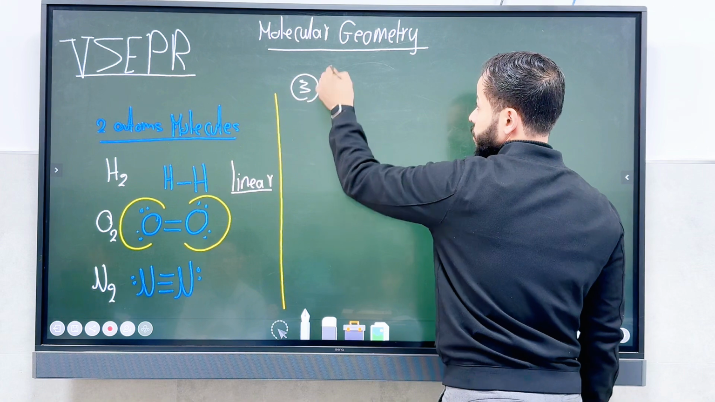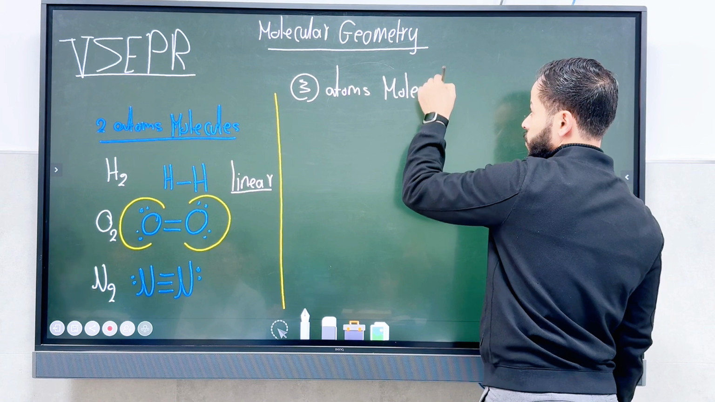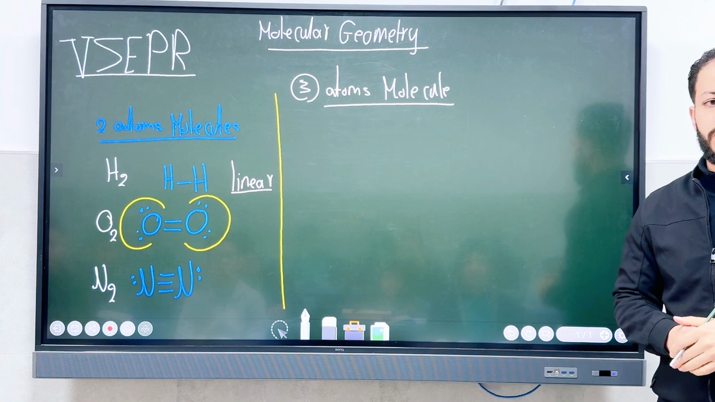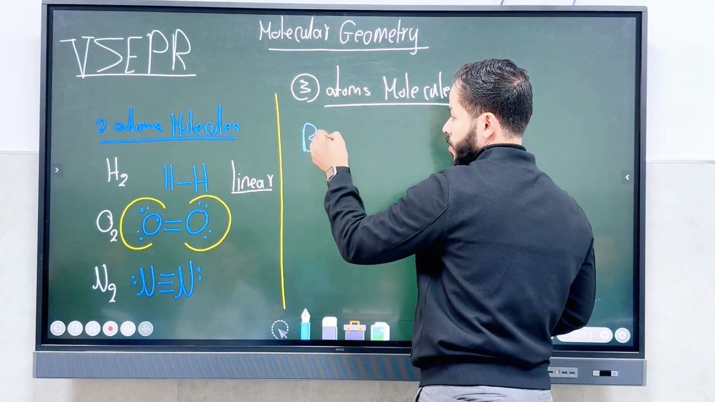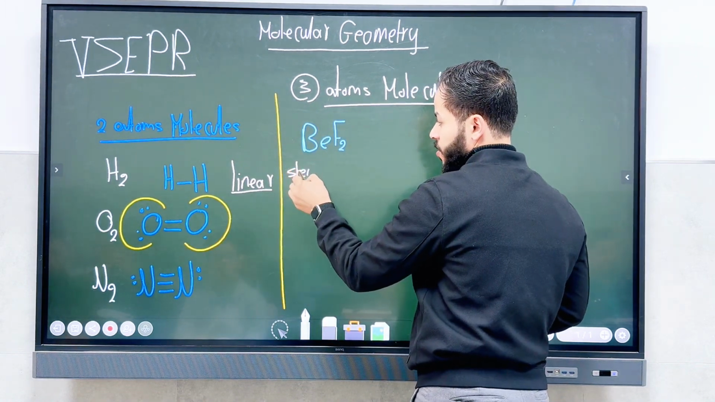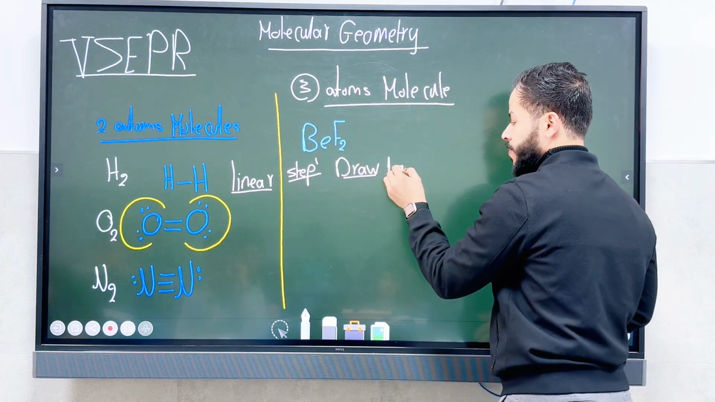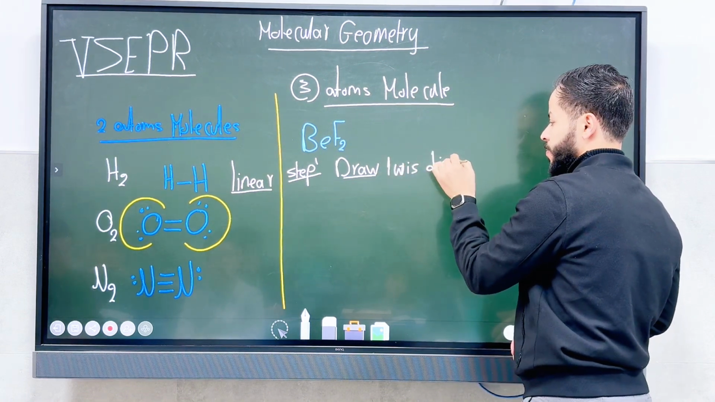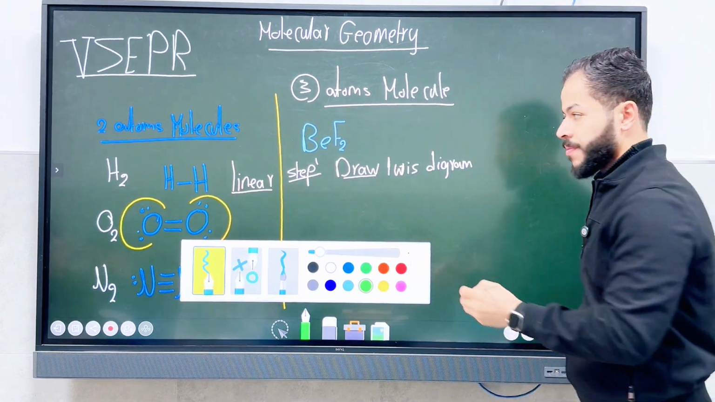Second, 3 atoms molecule. A 3 atoms molecule, how could it actually be shaped according to the valence shell theory? The example in your book is beryllium fluoride, BeF2. First step, what do we do, guys? Draw what? Lewis diagram or structure. So for the beryllium fluoride, what is the central atom here?